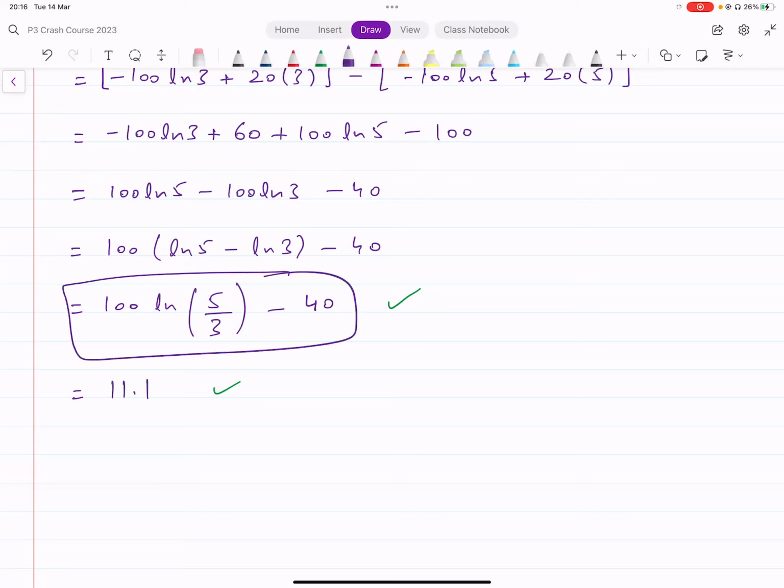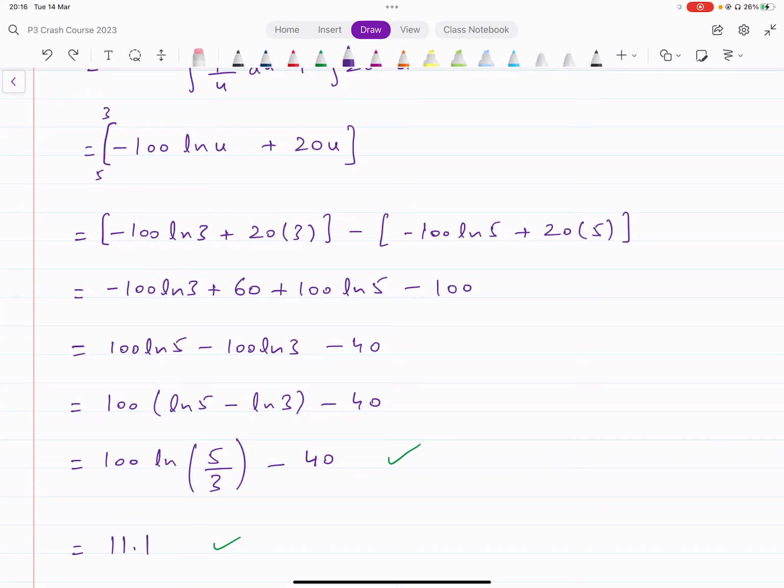All right, so that's how we use integration by substitution. Whenever you have to do this, they will always tell you in the question that you have to use substitution, and they will give you that substitution. Okay, so they'll always tell you about that.